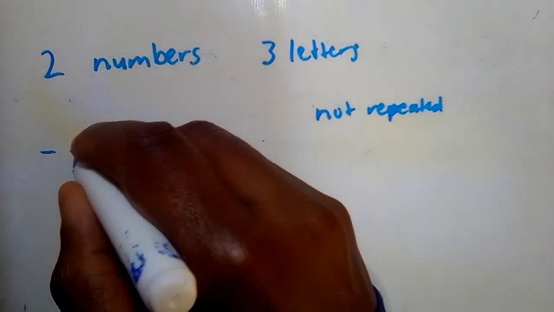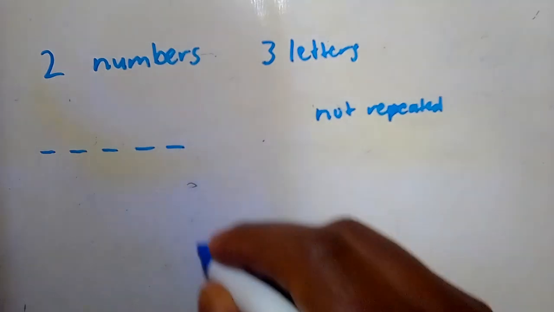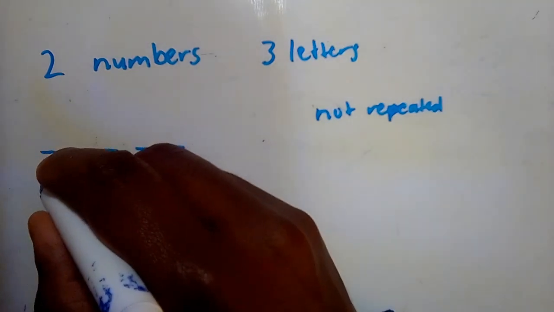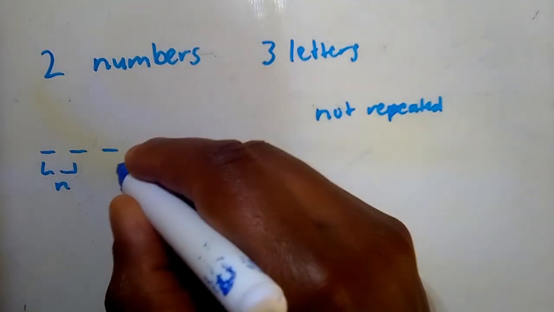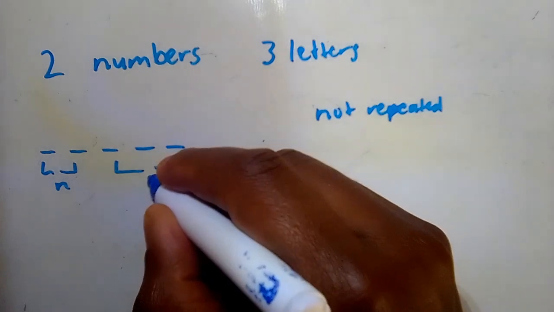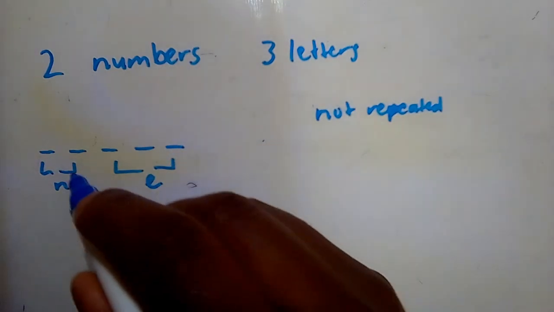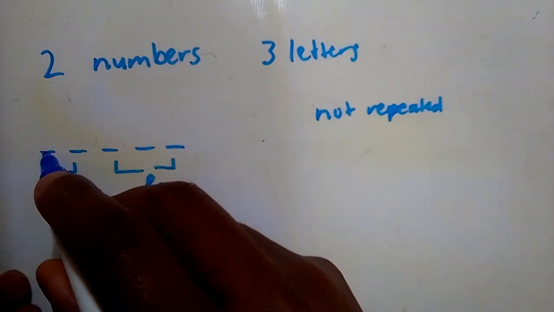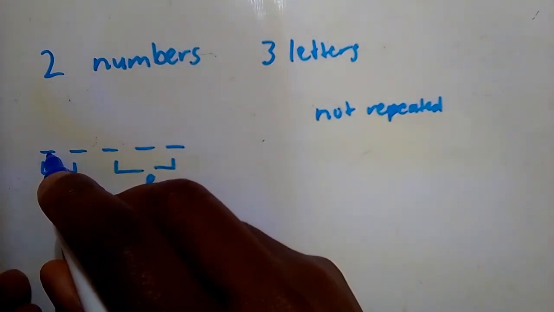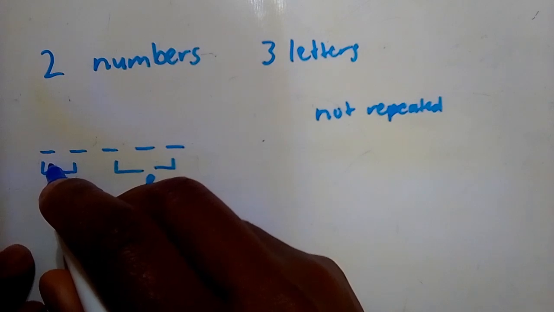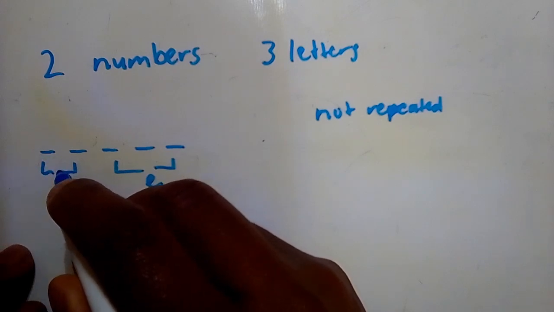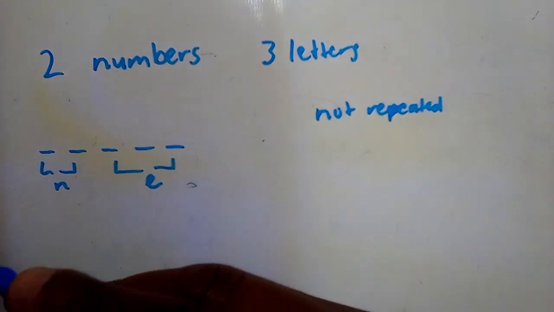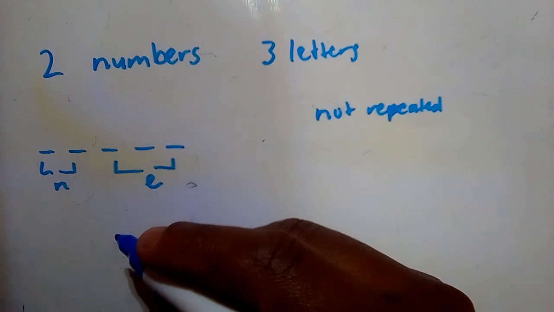Every time they talk about digits, you'll always put dashes. Notice that the first 2 are numbers and the last 3 are letters. What you fill in the dashes are strictly the number of choices. So in the first dash, how many choices do you have? Notice that the first 2 dashes are made up of numbers, and they didn't give you restrictions. They just told you they're made out of numbers.